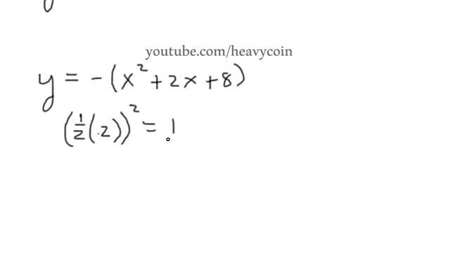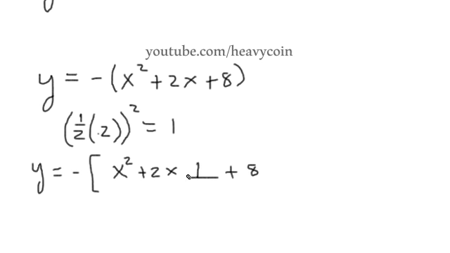Alright, so now that we've got our 1 here, I'm going to rewrite this as y is equal to, and I think I'll just use a bracket. So we have x squared plus 2x, we got a blank here, plus 8. So what do we put in the blank? This 1, right? And of course it's a plus 1. Then we write a minus 1 outside.